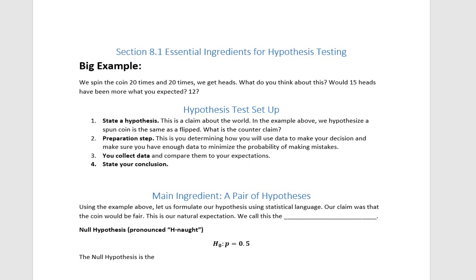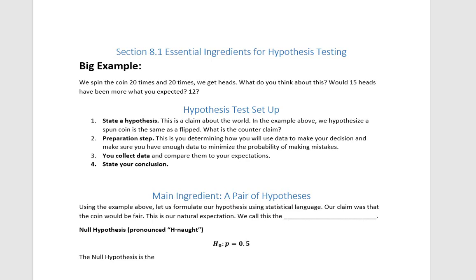Okay? So, let's say that we spin a coin 20 times and 20 times we get heads. What do you think about this? Do you think the coin is fair or unfair? What would happen if instead we got heads 15 out of 20 times, or about 12 out of 20 times? So which one lines up more with our expectations of a fair coin, and which ones line up more with one that would say unfair?